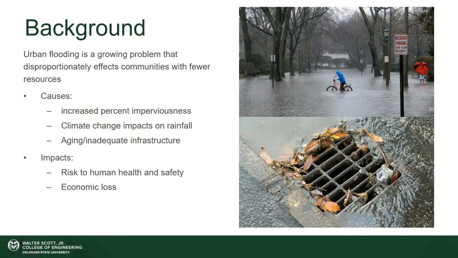This is distinct from coastal flooding or flooding due to rivers. It causes a lot of damage to property and infrastructure, and it is also a risk to human health and safety. The National Weather Service estimates that this type of flooding caused $7.9 billion of loss, on average, between 1980 and 2013. So it is a significant loss. It's also important because it disproportionately affects communities that have fewer resources.